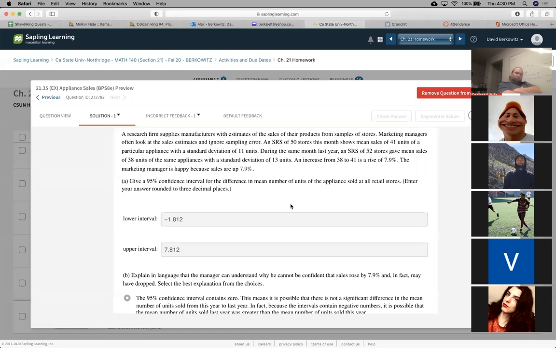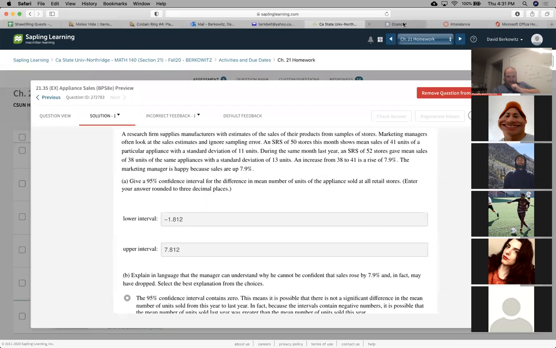A research firm supplies manufacturers with estimates of the sales of their products from samples of stores. Marketing managers often look at the sales estimates and ignore sampling error. An SRS of 50 stores this month showed mean sales of 41 units of a particular appliance with a standard deviation of 11 units. During the same month last year, an SRS of 52 stores gave mean sales of 38 units of the same appliances with a standard deviation of 13 units. An increase from 38 to 41 is a rise of 7.9%. The marketing manager is happy because sales are up 7.9%. Yay. Give a 95% confidence interval for the difference in mean numbers.